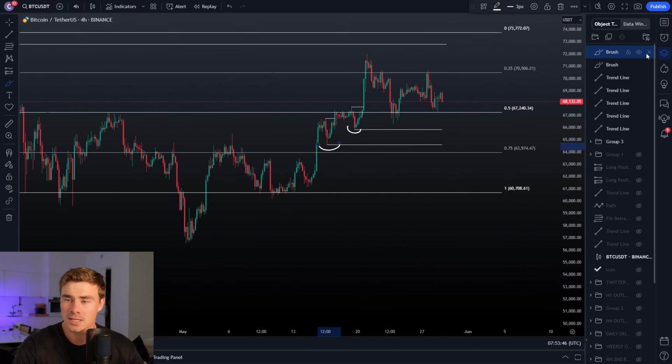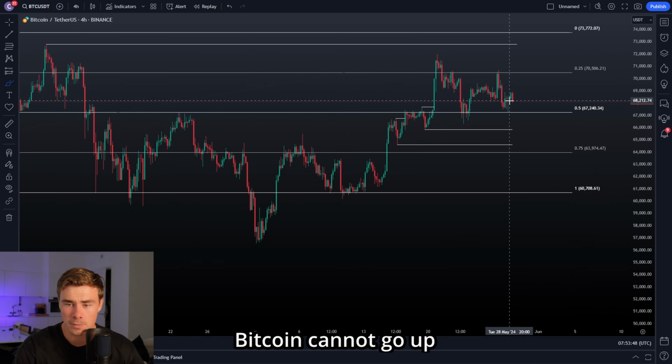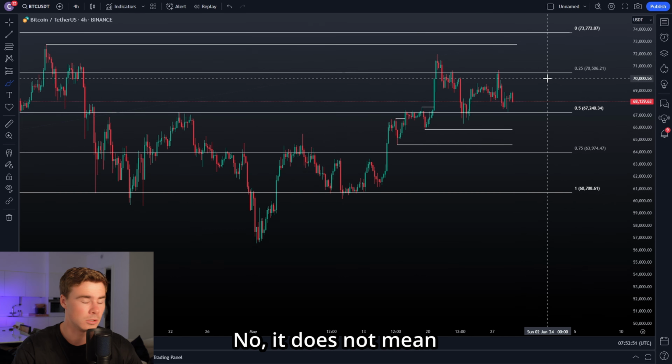Guys, does this mean that Bitcoin cannot go up from here towards the range high? No, it does not mean that Bitcoin cannot go up from here.